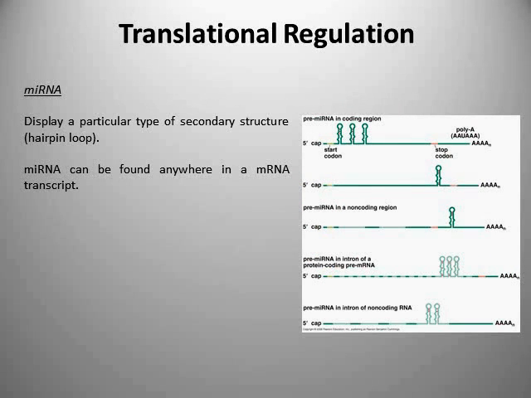You can find microRNAs effectively anywhere in an mRNA transcript or an RNA transcript. So any transcript that's produced by RNA polymerase II may contain microRNAs in it. And by anywhere, I mean that these stem loop structures can occur in a coding region of a gene. They can occur in the non-coding region of a transcript. They can occur in the intronic sequence. They can occur in the exonic sequence. So they can occur anywhere within a piece of RNA that RNA polymerase II has produced.